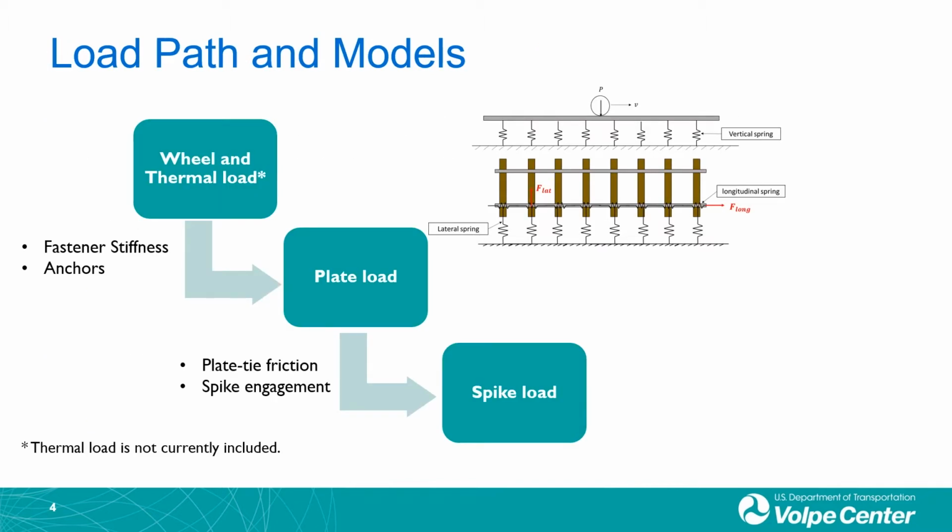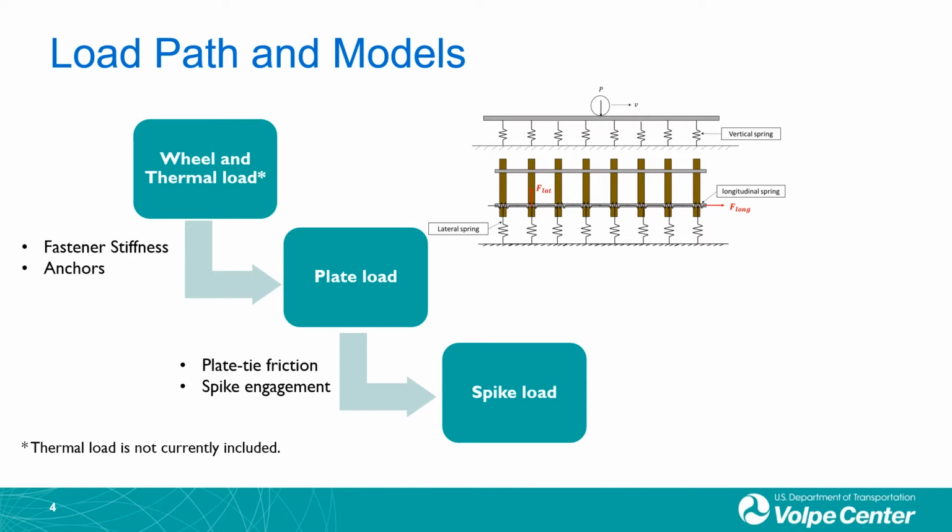This slide shows the load path and the associated models we use for each path. For example, from rail to plate, there's a wheel load applied on the top of the rail, and the rail is very sensitive to temperature and generates thermal load, usually along the longitudinal, which is the track direction. The wheel and the thermal loads then distribute to the plate. We call it plate load.